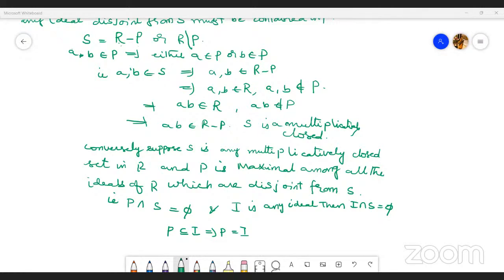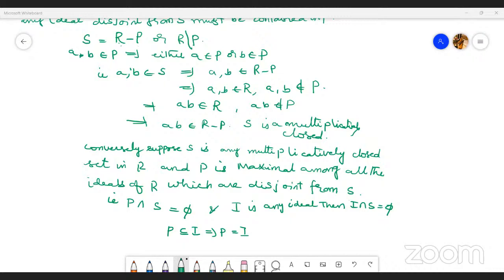Okay. Now what is required to prove? We prove that P is prime. If P is prime, it means you take two elements A and B, and we prove that if AB belongs to P, then either A belongs to P or B belongs to P. So we are proving it by contradiction.